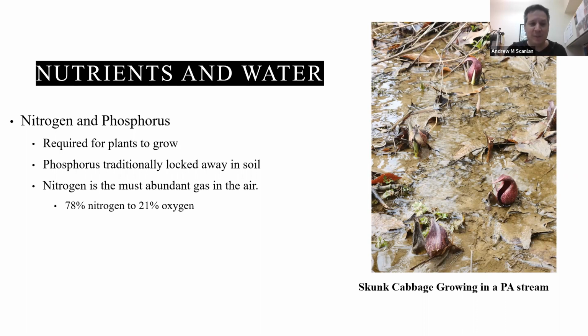This is very vital for these plants to have adequate access to these resources. Traditionally, phosphorus is found in the soil. It's typically locked away within the soil. And then nitrogen, fun fact about nitrogen, is the most abundant gas in the air, so within our atmosphere. Our atmosphere is about 78% nitrogen to 21% oxygen. So oxygen is not the most abundant gas in our air. It's actually nitrogen gas, with about 1% carbon dioxide.